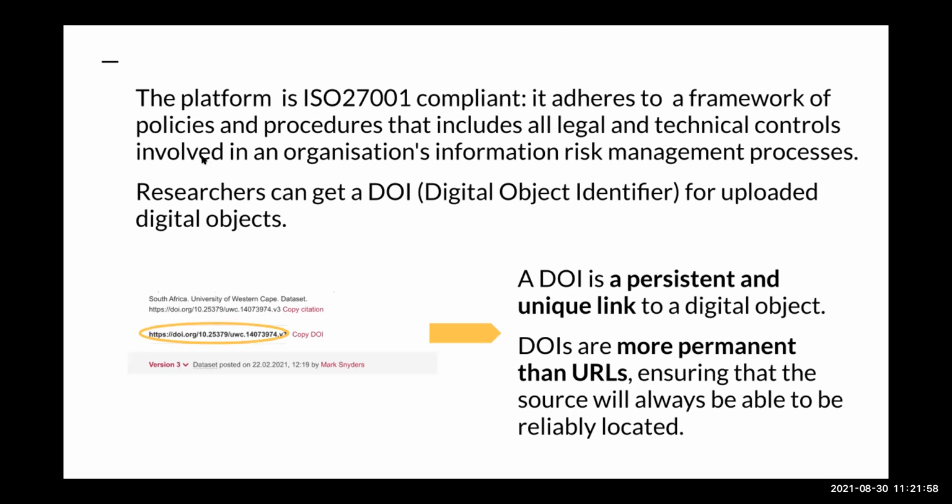Researchers can get a digital object identifier for uploaded digital objects. This is a persistent and unique link to data or a data set. DOIs are more permanent than URLs, and they ensure that the source will always be able to be reliably located.